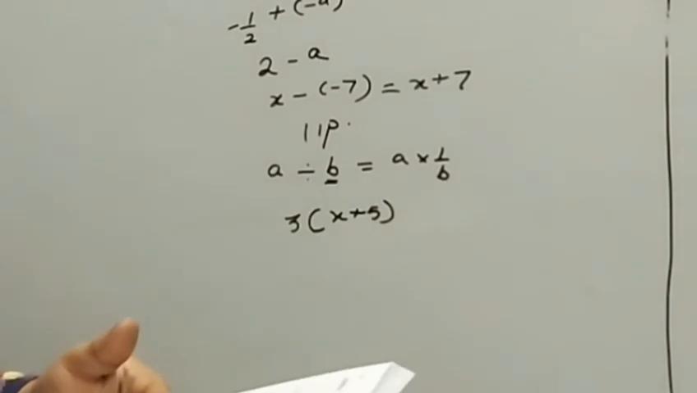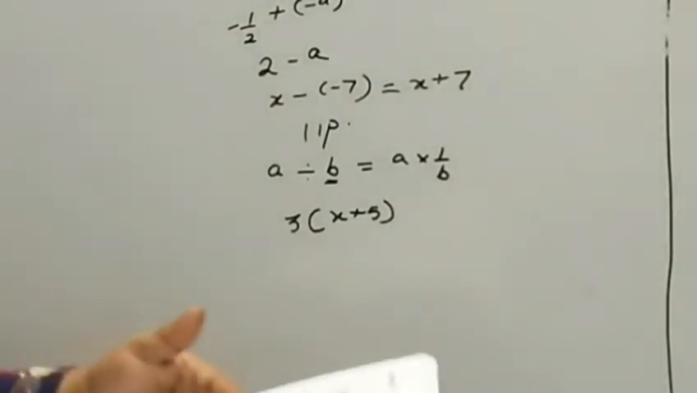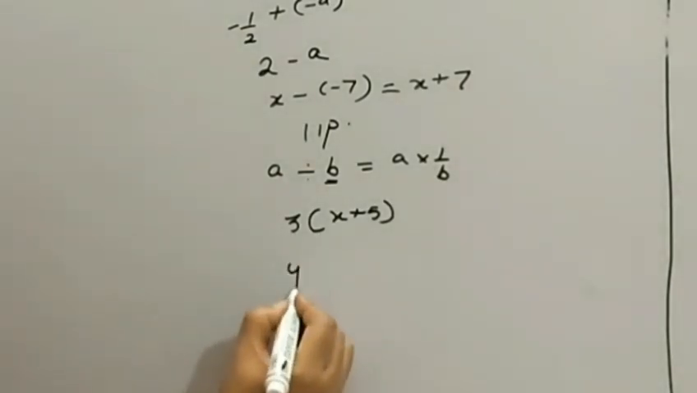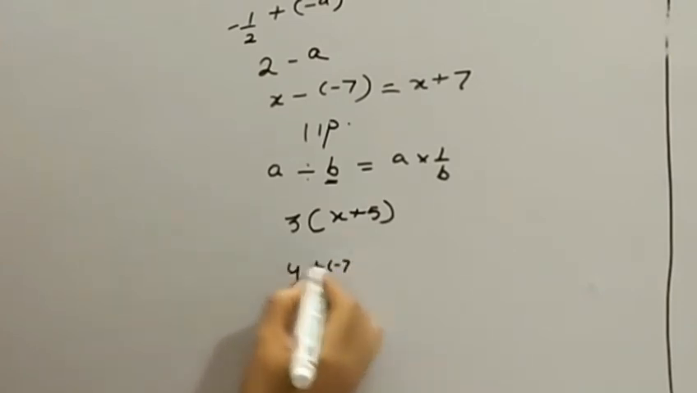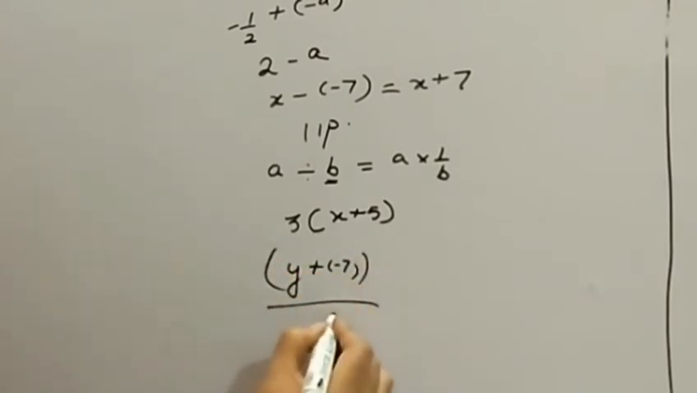The 10th, the sum of y and minus 7 divided by 11. First you find the sum of y and minus 7, and divide the whole by 11.